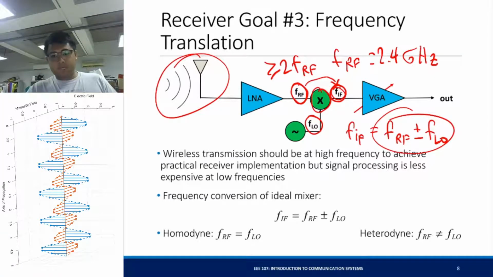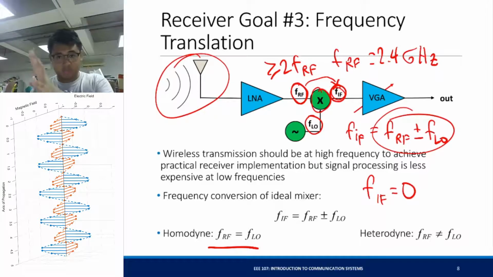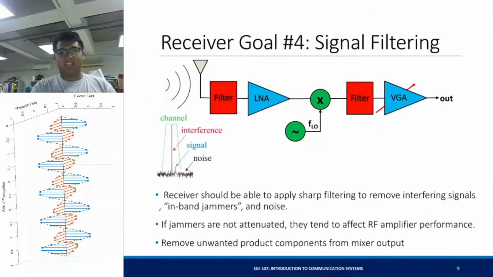There are two types of mixers, basically: a homodyne mixer and a heterodyne mixer. A homodyne mixer is achieved when your RF frequency is equal to LO. That means FIF is equal to 0 if you want to down convert, if you want to translate the signal to a lower frequency. And it's a heterodyne receiver if it's not equal. That's the difference.